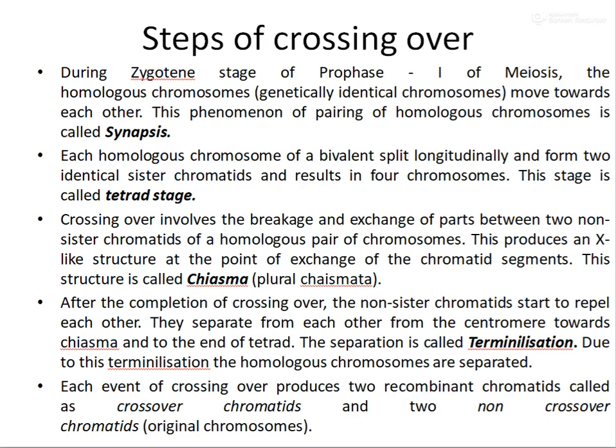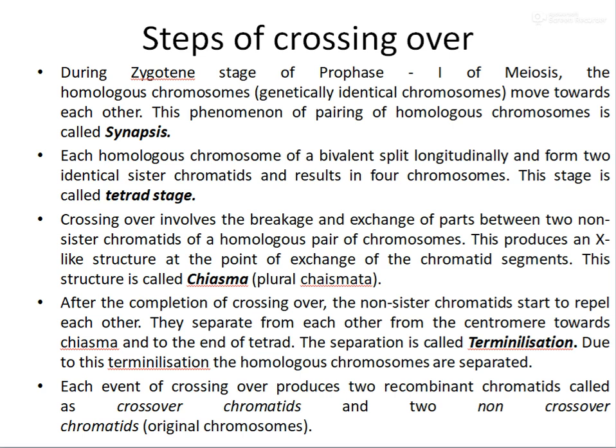If you consider the steps of crossing over, in prophase 1 there is a stage called the zygotene stage, where the homologous pair of chromosomes move towards each other and start pairing. The pairing process is referred to as synapsis, and each homologous chromosome of the bivalent will split longitudinally to form two identical sister chromatids, resulting in the formation of four chromatids. This is called the tetrad stage. I will be showing a pictorial representation so that it is more clear to you.